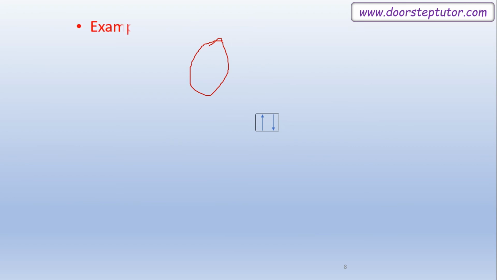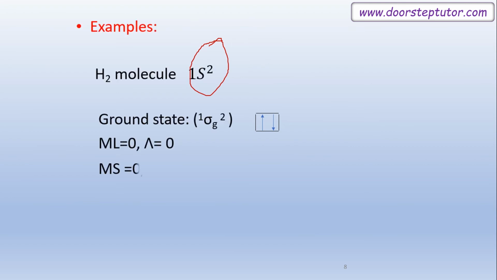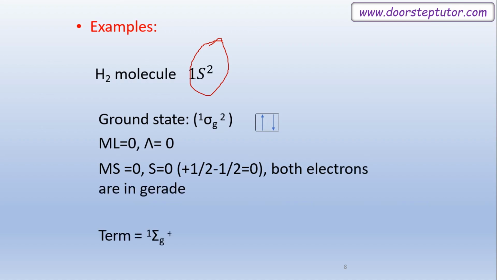Here you can see the H2 molecule. It is sigma 1s2. The electrons are present in the sigma 1s2 level, students. So the ground state is sigma G2. Here, as I already said, the electrons are present in a sigma bonding molecular orbital or sigma anti-bonding molecular orbital, so please remember the lambda value will be 0. If the lambda value is 0, generally the term symbol will be sigma only.